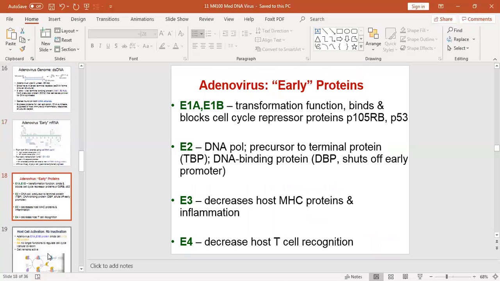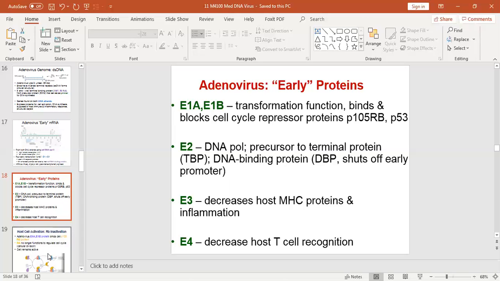Moving to slide number 18. What are some of these adenovirus early proteins? There are 4 proteins that we'll discuss. The first one is E1A, E1B, that has transformation function, meaning that its expression leads to transformation of the host cell. How does it do that? By binding and blocking cell cycle repressor proteins, P105RB and P53. We talked about these two, guardian of the genome. P53 and pRB regulate cell cycle progression.